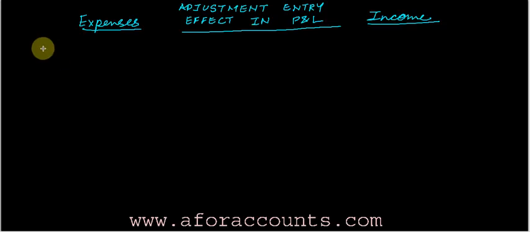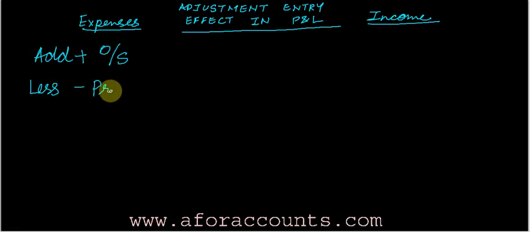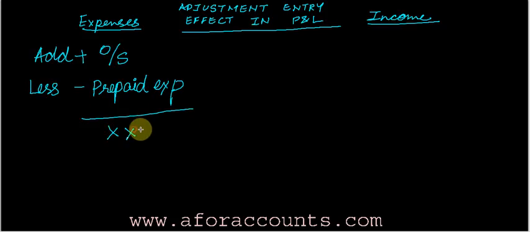So whenever there are expenses, just remember, for P&L I am showing this to you: add outstanding expenses, less prepaid expenses, and bring the result in the outer column of your P&L. This is relating to your expenses.